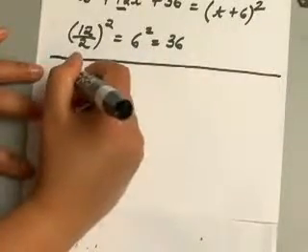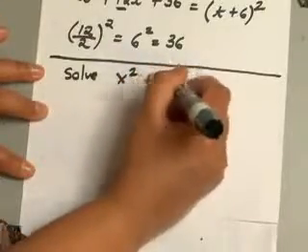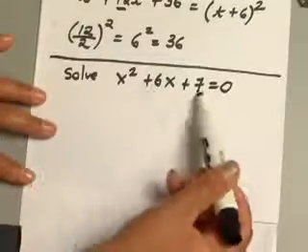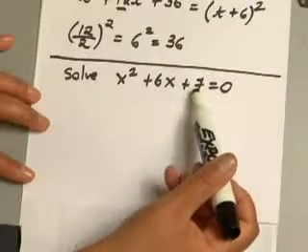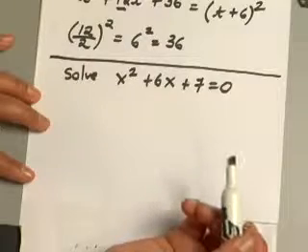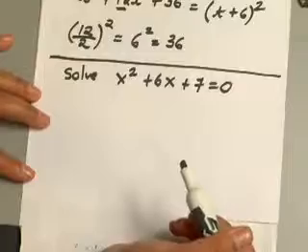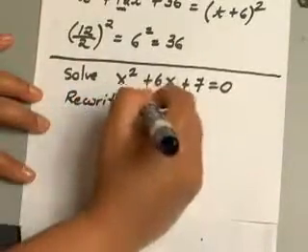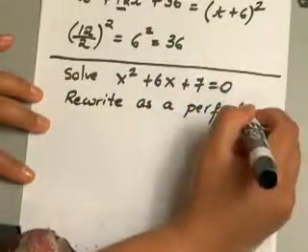So let's look at an example on how we can actually do that. So we have x squared plus 6x plus 7 equals 0. Now you can try and factor this term out and look for multiples of 7, which will try and give you 6, and see if you can factor that out into a perfect square trinomial. And we will not be able to solve this by factoring, so we need to rewrite this as a perfect square trinomial. So let's do that.